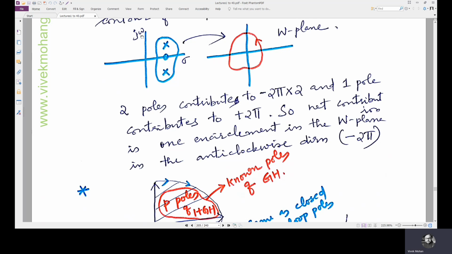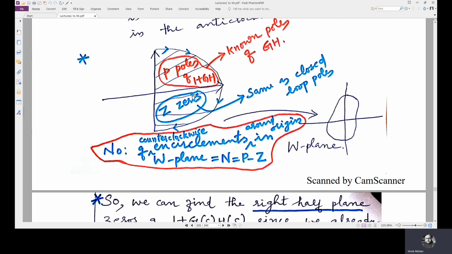That means the entire RHP and the imaginary axis, for which 1 plus GH equals 0, is satisfied. That means encirclement around the origin for 1 plus GH equals 0 is satisfied, and then the system is said to be unstable. So this is the entire contour.